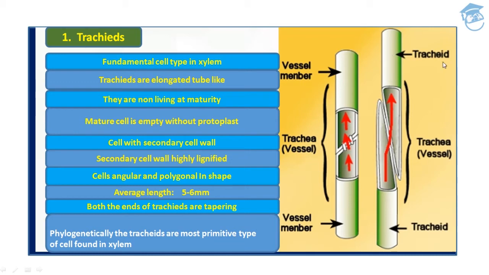This is tracheid. Tracheid is a fundamental cell type found in xylem, and they are elongated and tube-like, as you can see that it is just like a tube. They are non-living at maturity. That means initially they are living, but as they mature, they get converted into non-living. The mature cell is empty without protoplast, and the cell with secondary cell wall is highly lignified, and cells of tracheid are angular and polygonal in shape.